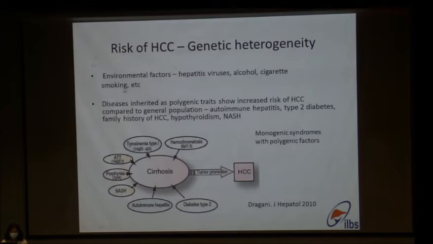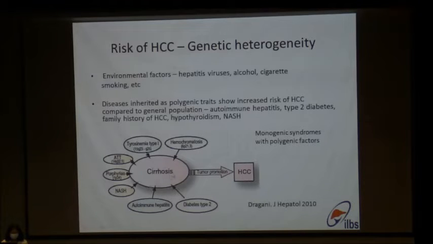There are various environmental factors involved in causation of HCC, like hepatitis viruses, alcohol, cigarette smoking, etc. And there are diseases which are inherited as polygenic traits and show increased risk of hepatocellular carcinoma as compared to the general population, which include autoimmune hepatitis, type 2 diabetes, family history of hepatocellular carcinoma, hypothyroidism, NASH.